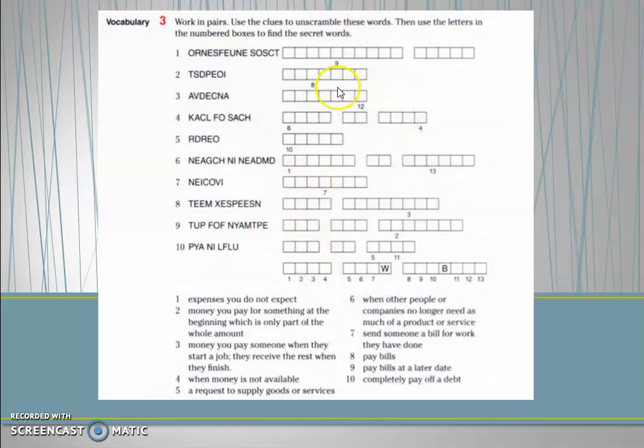And after writing the correct words here, if you are done with this 1 to 10, you can construct the words already here. You have the correct words here. You have to use these words to match the definitions here, 1 to 10.